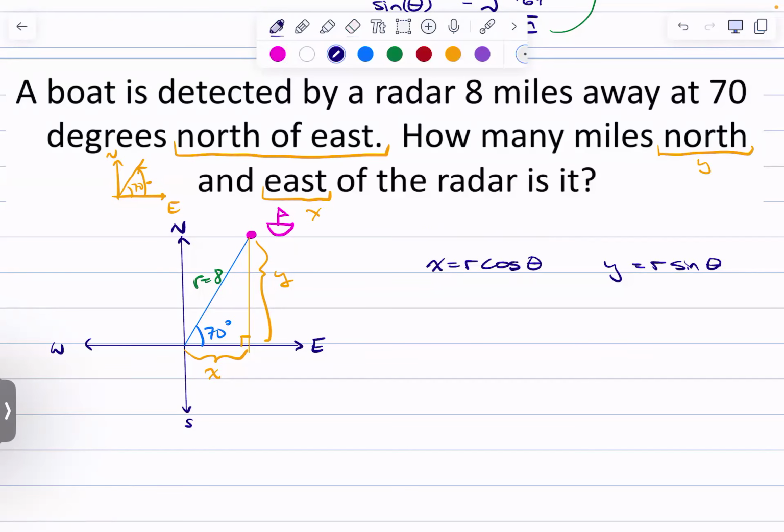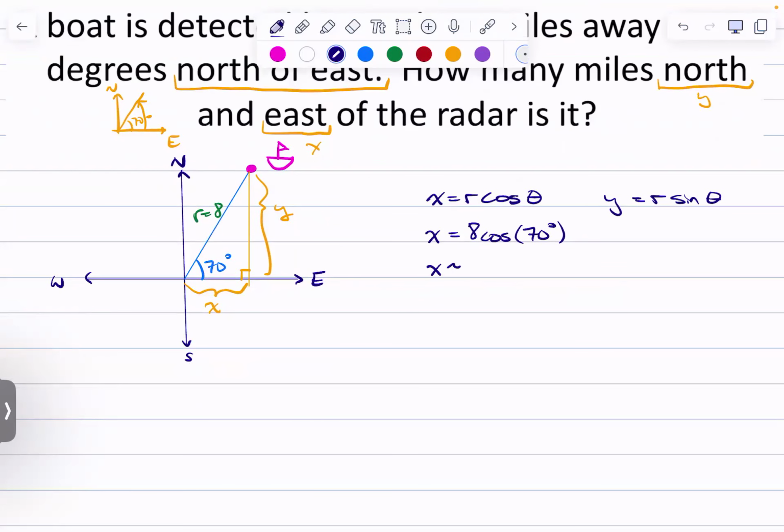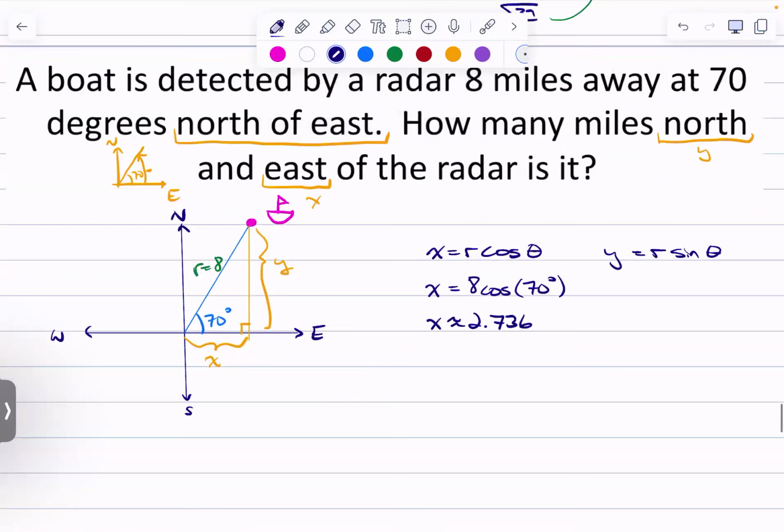Actually, say that. X is the radius, 8, times the cosine of 70 degrees, as long as you're in degree mode. You've got your cosine functions. We actually haven't used those yet, but I'm assuming you're familiar. The cosine of 70 is 0.342, times 8. I get an X of roughly 2.736 miles.